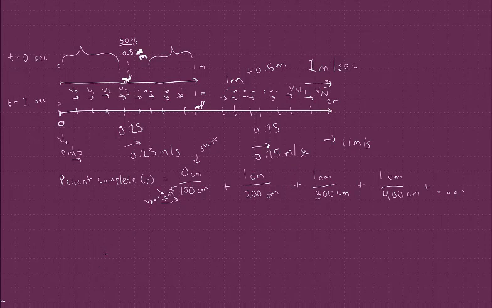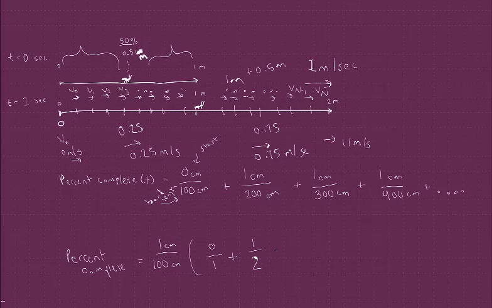So let's rewrite or simplify this. Percent complete is going to equal, well, we can factor out 1 centimeter over 100 centimeters, and then we get 0 over 1 plus 1 over 2 plus 1 over 3 plus 1 over 4 plus dot dot dot plus 1 over t.